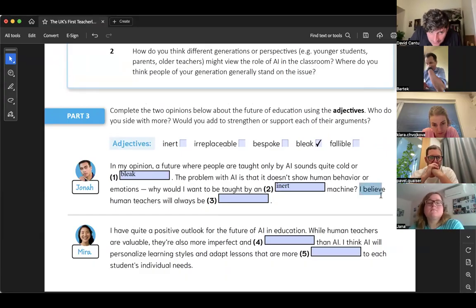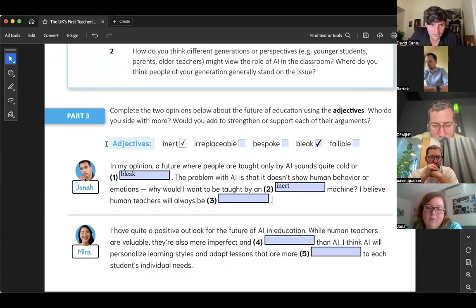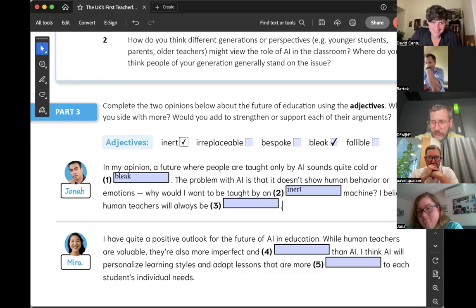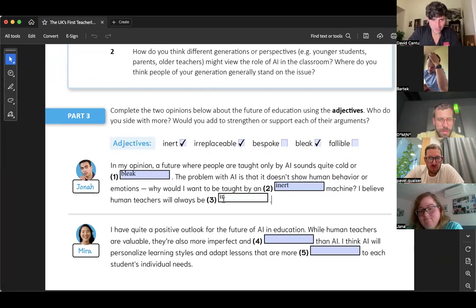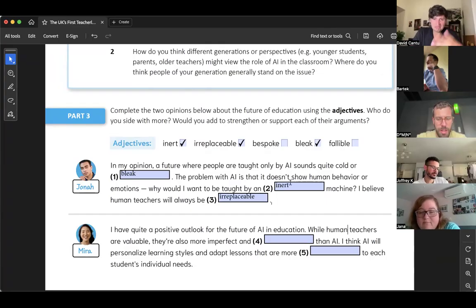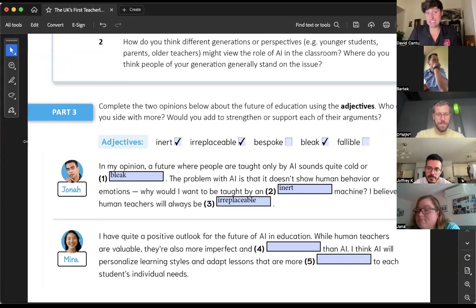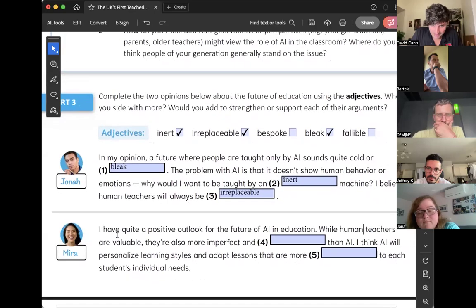And Dominic. I believe human teachers will always be irreplaceable. Right, irreplaceable. So this is what Jonah believes. He says human teachers are never going to be replaced. They're irreplaceable. He says he can't imagine a future where AI is the only teacher. Right. So now let's look at what Myra has to say.